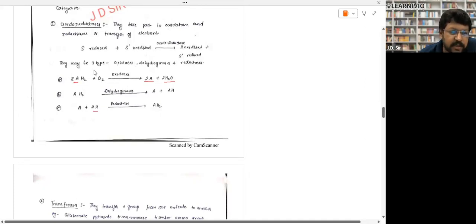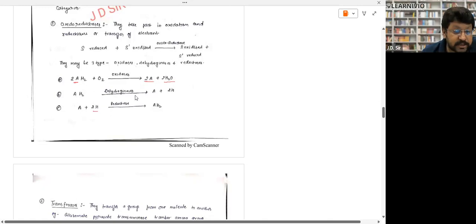That is the function. They may be of three types: oxidases, dehydrogenases, and reductases. So oxidases, what exactly do they do? They oxidize something, like 2AH2. This is just a demonstrative reaction, not an actual reaction. So here, A is getting reduced, sorry, A is getting oxidized. Look here, the hydrogen is getting removed from A, so A will get oxidized, and will make water. So they are called oxidases.